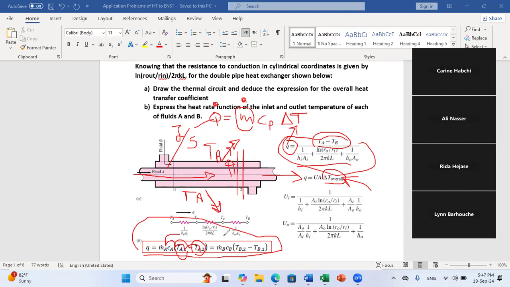So this will allow you, for example, if you want to reach a certain temperature of B, you need to reach a certain value Tb2. This will allow you to decide what should be the mass flow rate of A to use, or what should be, if you want, the inlet temperature. So depending on the problem, sometimes you have parameters that are fixed while you can play with others. So this equation will help you in your design to decide on the mass flow rates, to decide on the inlet temperatures, etc. Okay. Any question on this?